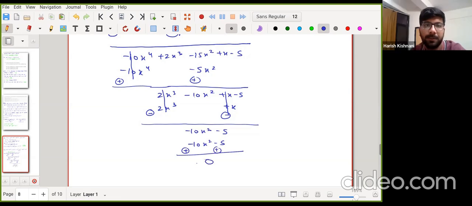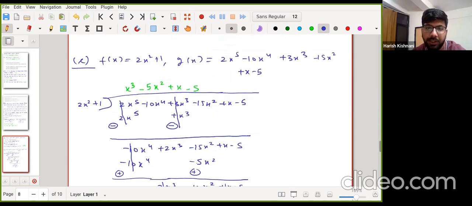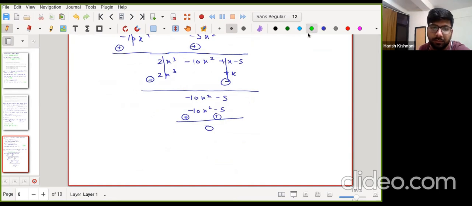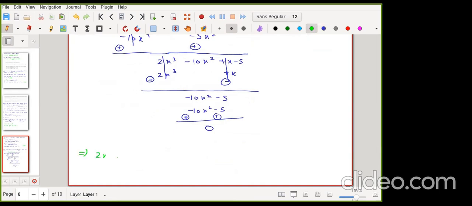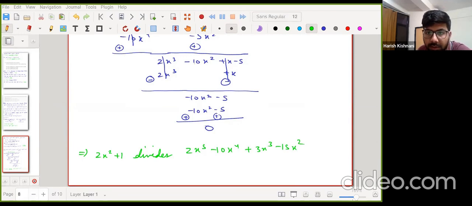So thus f(x) is a factor of g(x). This implies 2x squared plus 1 divides 2x^5 minus 10x^4 plus 3x cubed minus 15x squared plus x minus 5 in Q[x].